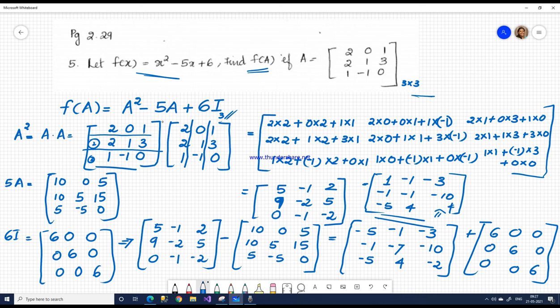Hope this is clear for you. So what you have to do, first step is you need to compute A square, 5A, then 6I. Once you have computed all these values, you just put them into the expression accordingly and find the value. Okay. Hope this is clear for you, and if you have any doubt, you can ask during the online interaction session.